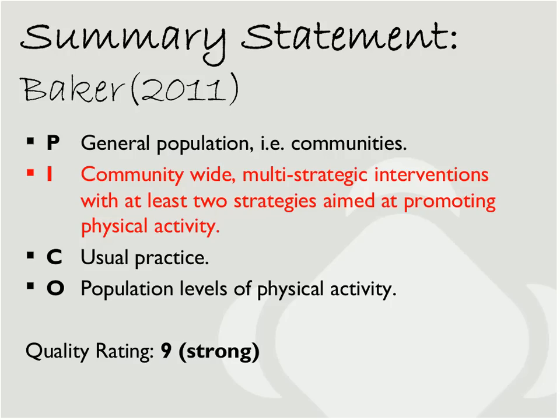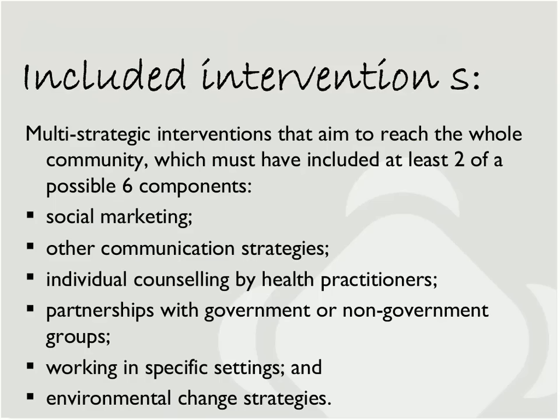And so we worked through, and you can see the references in the introduction and background of the paper, how we broke these into six components. One component could be social marketing. We grouped the social marketing. Another could be other communication strategies. Another could be individual counseling, such as that by health practitioners. The fourth, partnerships, whether partnerships were built, either with government or non-government. The fifth was whether there was evidence of working in specific settings, such as schools or shopping centers, and environmental change strategies.